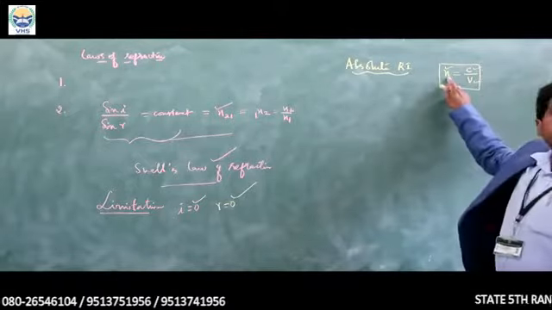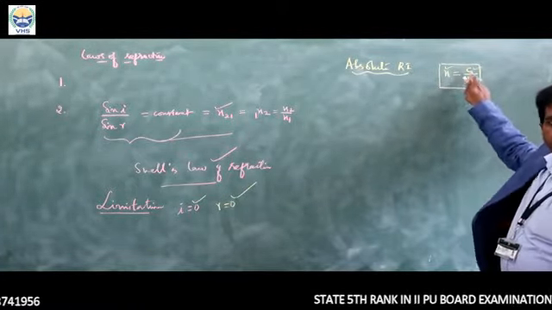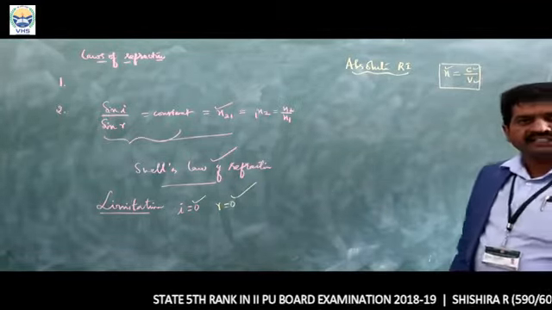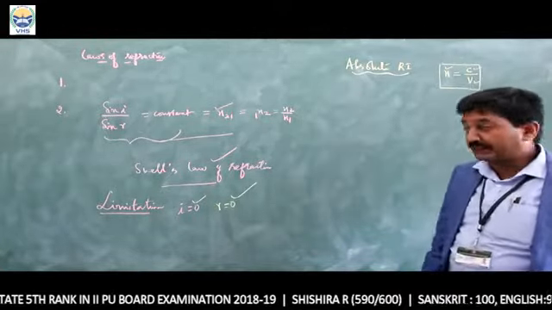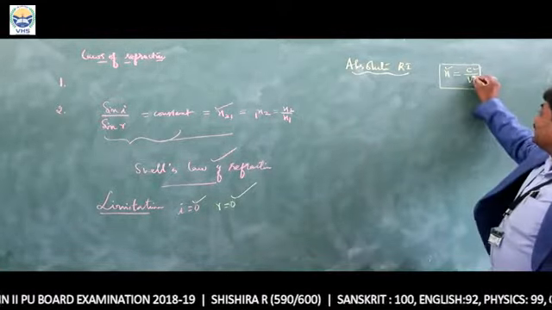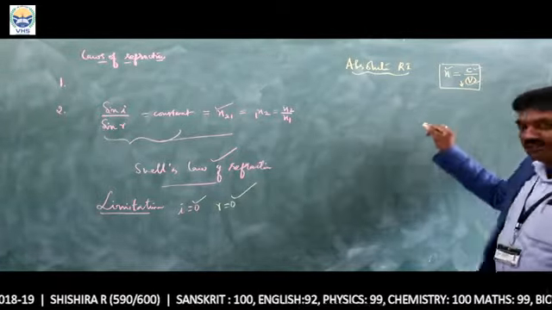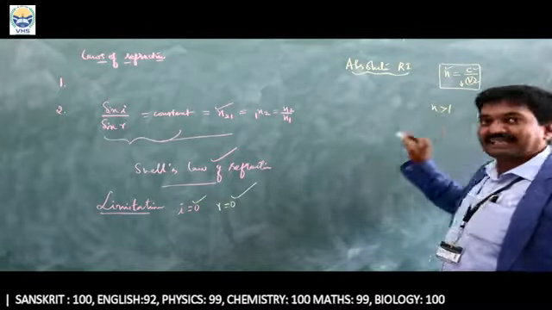Absolute refractive index is defined as the ratio of speed of light in free space to the speed of light in the given medium. As I told you, the speed of light in free space is the ultimate speed, the greatest speed in nature. In any other medium, this speed is always lesser. Therefore, absolute refractive index N will always be greater than 1.